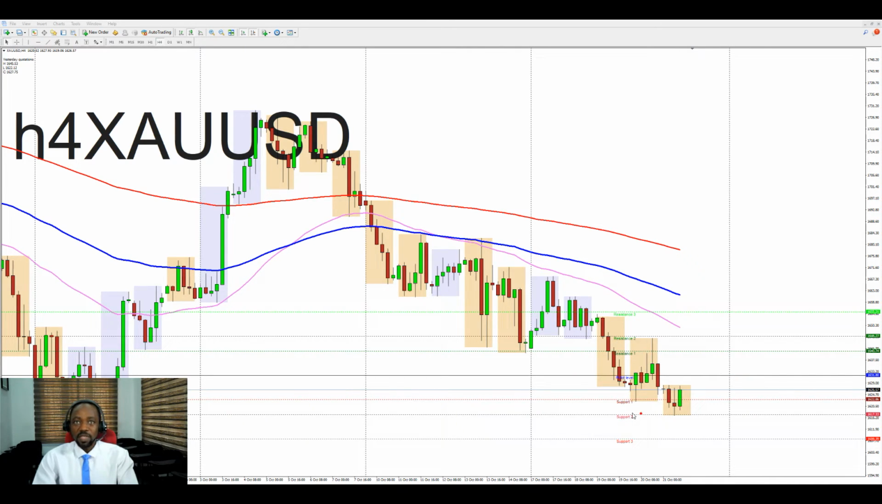Okay, possibly if it breaks the support, the bears will have the market. But of course, if it doesn't break support, it may still bounce back up and hit resistance here. If the bears are still strong enough, they'll take it down. But if they are not, we're going to see price breaking above and going past the resistance level. So maybe targeting 1670 and above level for gold.